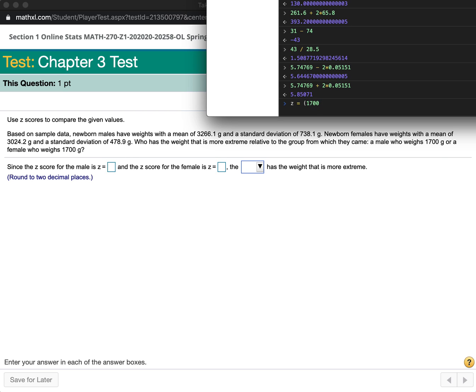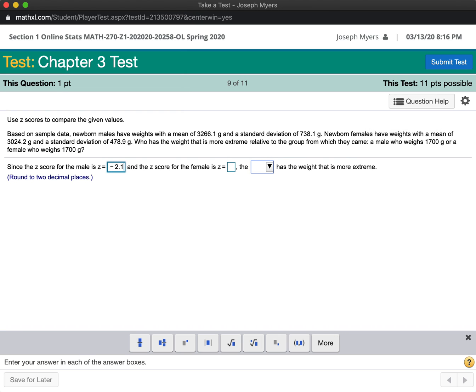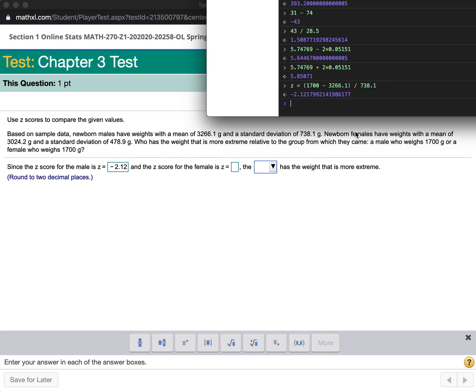So the z-score of that newborn is its value, 1,700 grams, minus the mean of newborn males, 3266.1, divided by the standard deviation of newborn males, which is 738.1. And so the z-score for the male, rounded to 2 decimal places, would be negative 2.12.